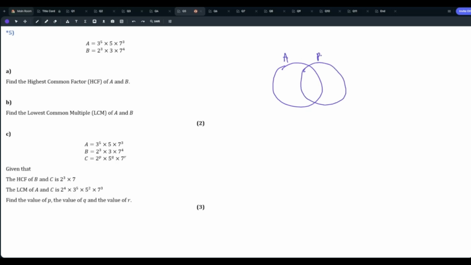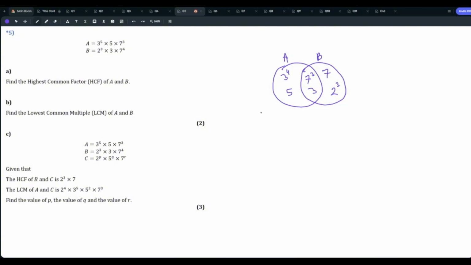So A and B. Now, what do they have in common? They have a 7 in common. So I'm just going to put a 7 there. Now, this is 7 to the power of 3 and this is 7 to the power of 4. So the common amount is 7 to the power of 3. B does have an extra 7. Okay, they also have 3's in common. They got 1 3 in common. It's just A has an extra 4. B exclusively has 2 to the power of 3. And A exclusively has 5. So there is our Venn diagram.